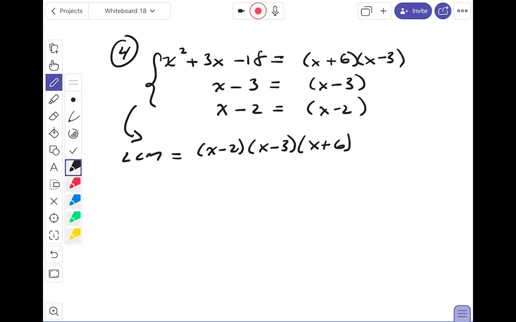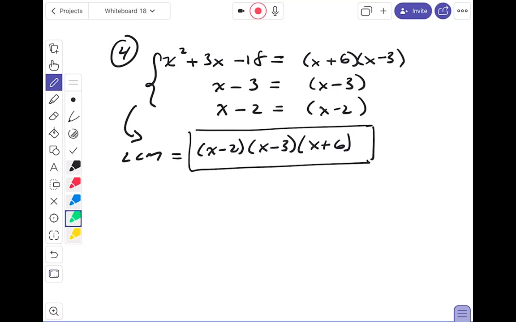Again, going through it, what's the maximum number of times the factor x minus 2 occurs in any one of those factorizations? Once. So I got it down once. How about the factor x minus 3 in any one of those factorizations? At most, I see it once. x plus 6, again, at most once. So this is the LCM. Again, I can't say it enough times to you. Please look at the answer key to make sure that you're looking at the same exact factors that we're saying it is. All right, let's go to number 5.